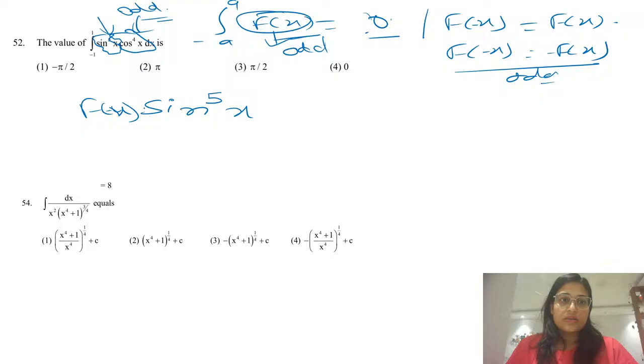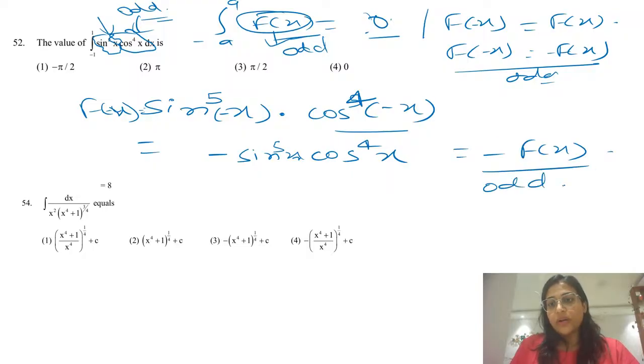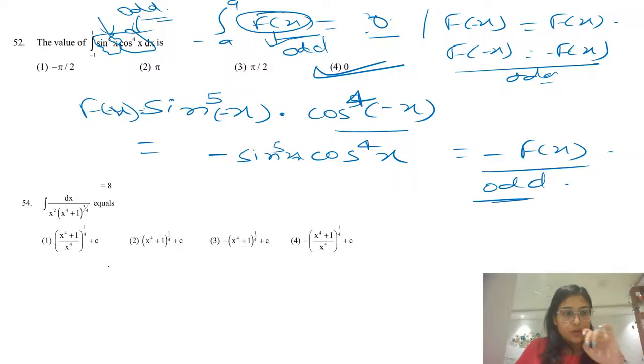f(minus x): sin 5(minus x) into cos 5(minus x). We know that cos of minus x is cos x only, so it is cos 4x. And we know that sin of minus theta is minus sin theta, so minus to the power odd is minus sin 5x. So here we get minus f(x). It means the given function is odd, and whenever we integrate an odd function from minus a to a, the answer is always 0. All right. Now the next thing is what?